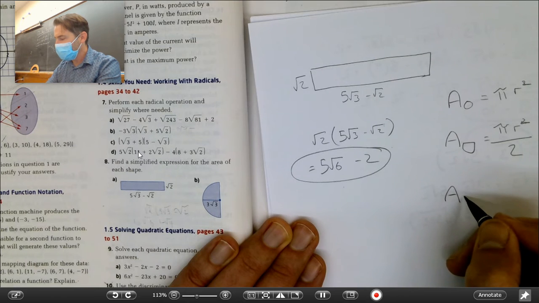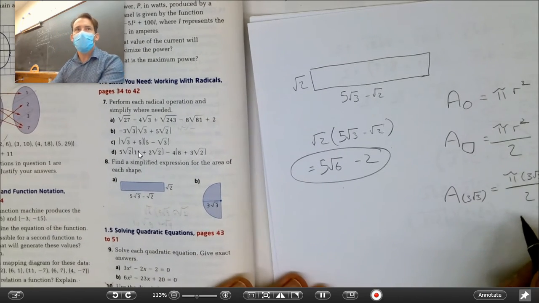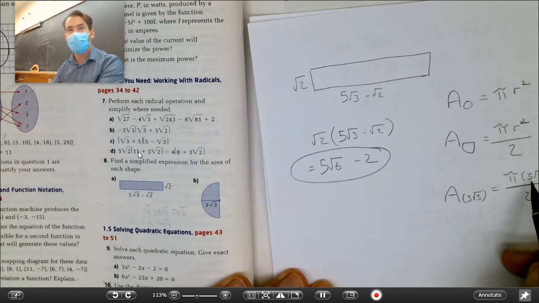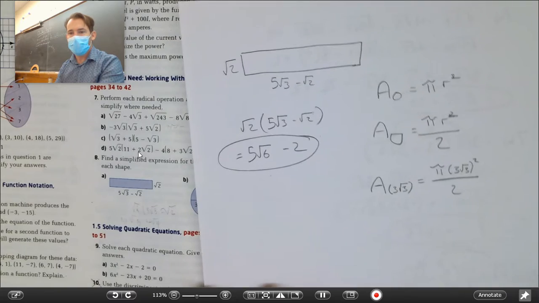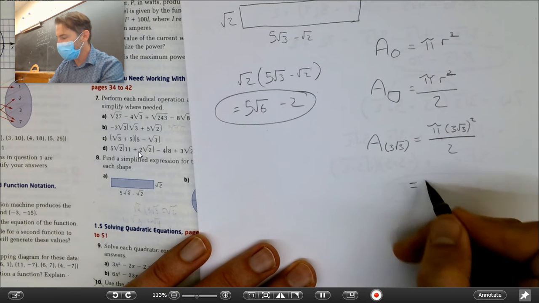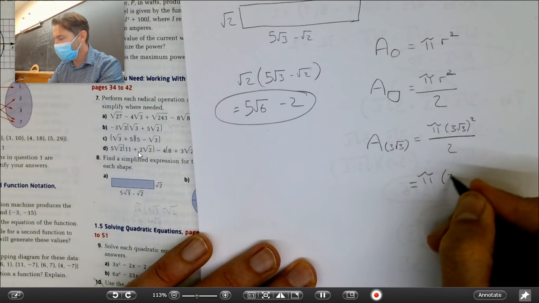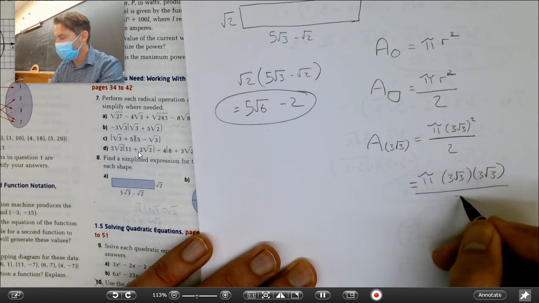The area of a semicircle for a radius 3 root 3 is equal to pi multiplied by 3 root 3 squared all over 2. So now, and here I'll show you where the numbers are coming from when I square this radical. Okay? When I see a square, I will definitely imagine that square as a repeated multiplication. So I'm going to expand that out. This is pi multiplied by 3 root 3 times 3 root 3, all divided by 2.